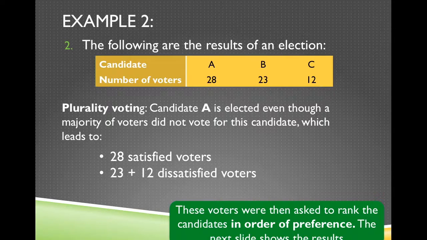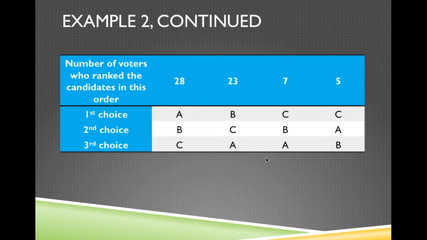But now these voters were asked to rank the candidates in order of preference. So the next slide will show the results of doing that. So here are the number of voters who ranked the candidates in the order of first, second, and third choice. So 28 ABC, 23 BCA, 7 CBA, and 5 CAB.